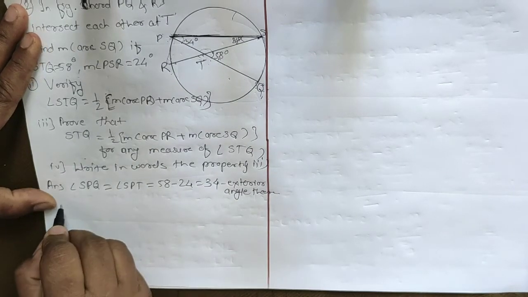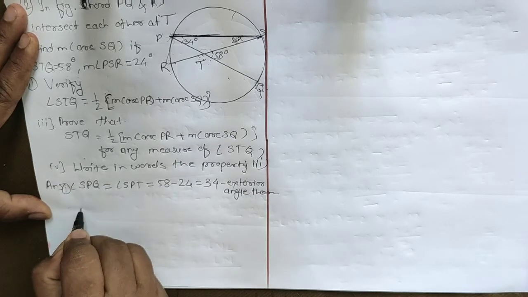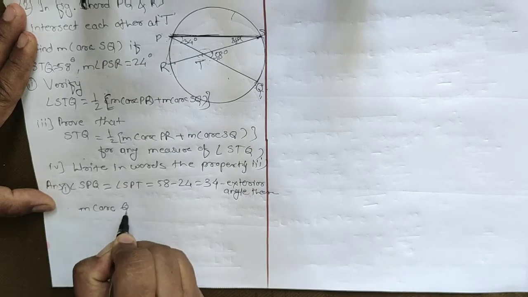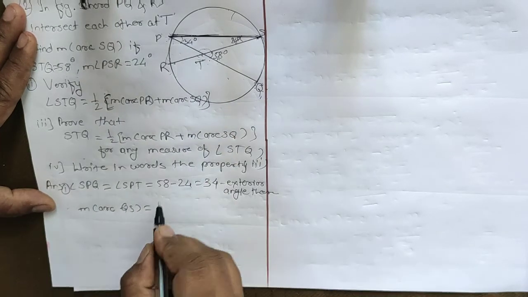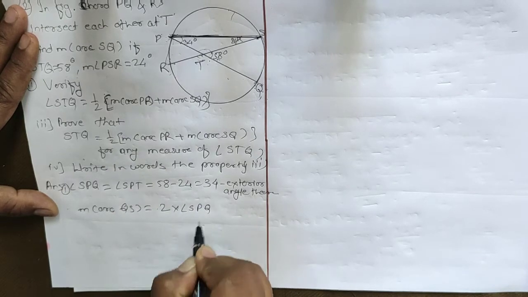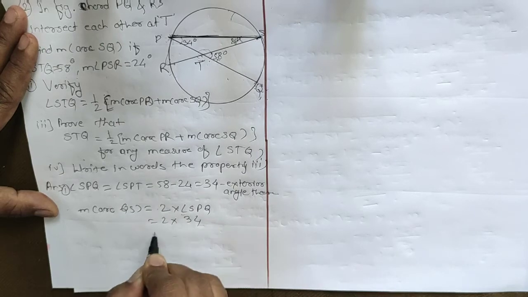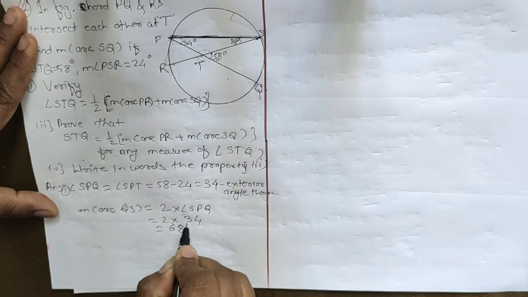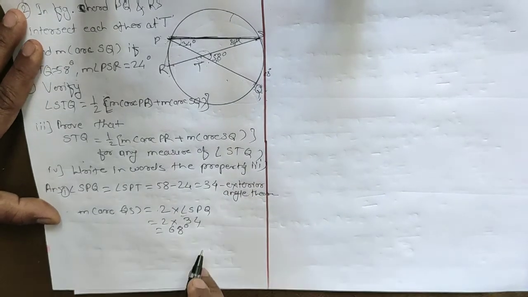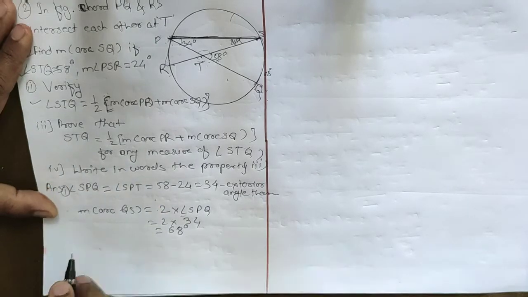Now first, here write the measure of arc QS. The measure of arc QS is equal to 2 into angle SPQ, which is 2 into 34, equal to 68 degrees. So how much did we get here? 68 degrees. The first question is over. We solved it here. Now we will do the second question.